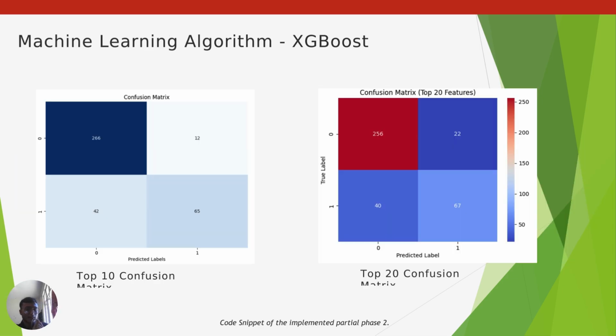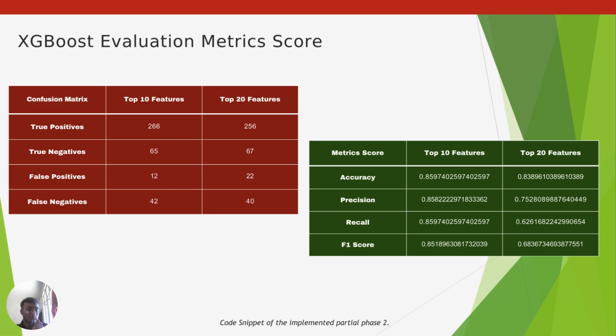On the next machine learning model, it is XGBoost. So for XGBoost, on the left side is the top 10 confusion matrix, and on the right side is the result of the top 20 confusion matrix. Here you can see the values from the XGBoost: 266 true positive, true negative 65, false positive 12, and false negative 42. For the top 20 features, 256 true positive, 67 true negative, false positive 22, and false negative 40.